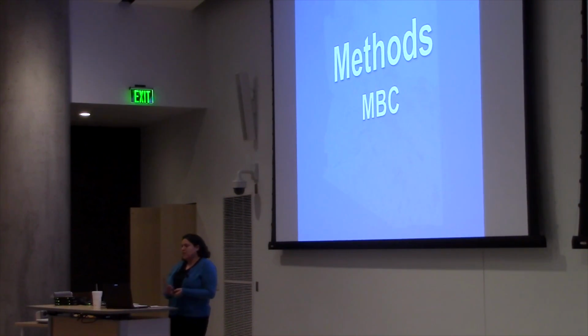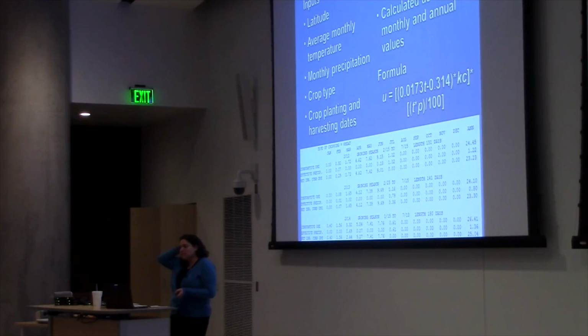Every piece of data was projected into NAD 83, Zone 12. So the first method, Modified Blaney-Criddle. Modified Blaney-Criddle is an empirical model, meaning that they actually did studies to find the relationships that they're computing.